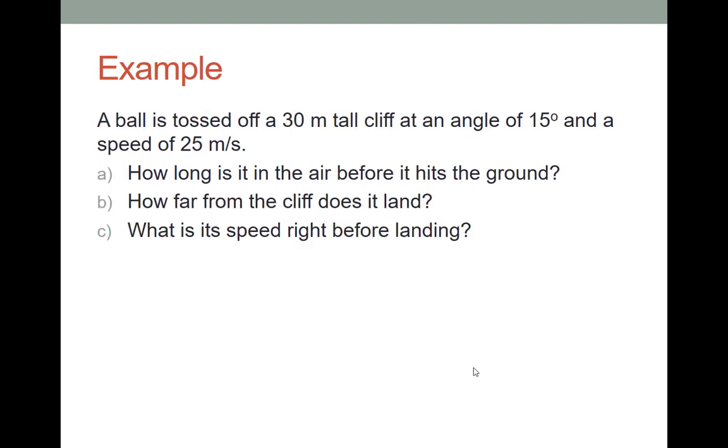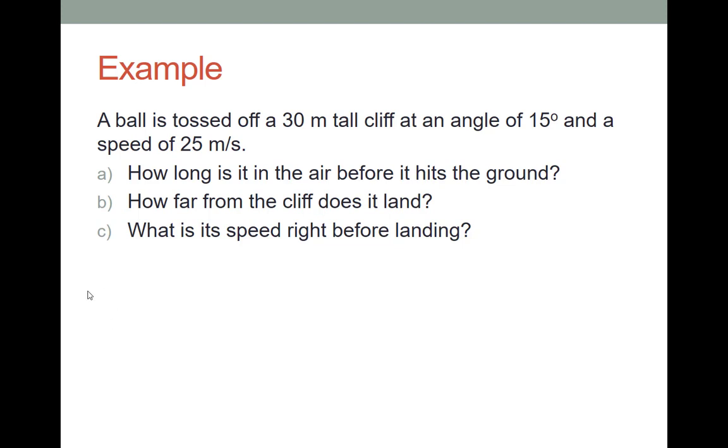In the next example, we have a ball being tossed off of a 30-meter tall cliff at an angle of 15 degrees and a speed of 25 meters per second. And there are a couple things we want to know here. How long is it in the air before it hits the ground? How far from the cliff does it land? And what is its speed right before landing?